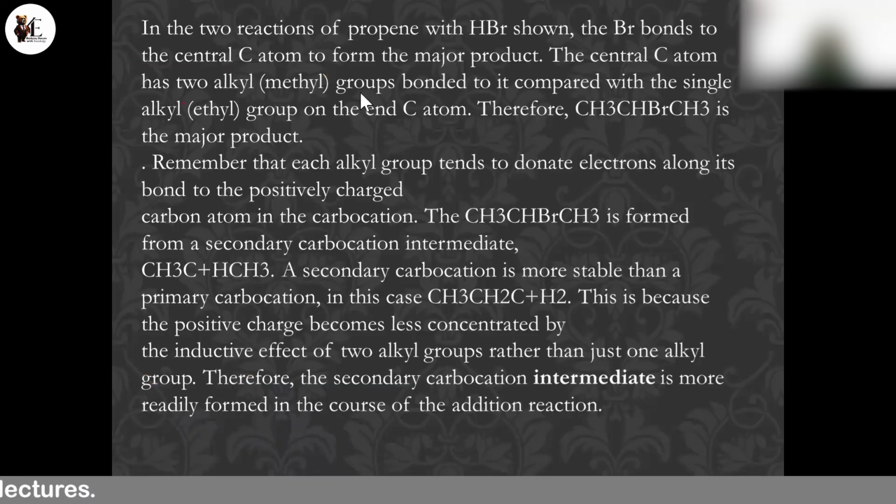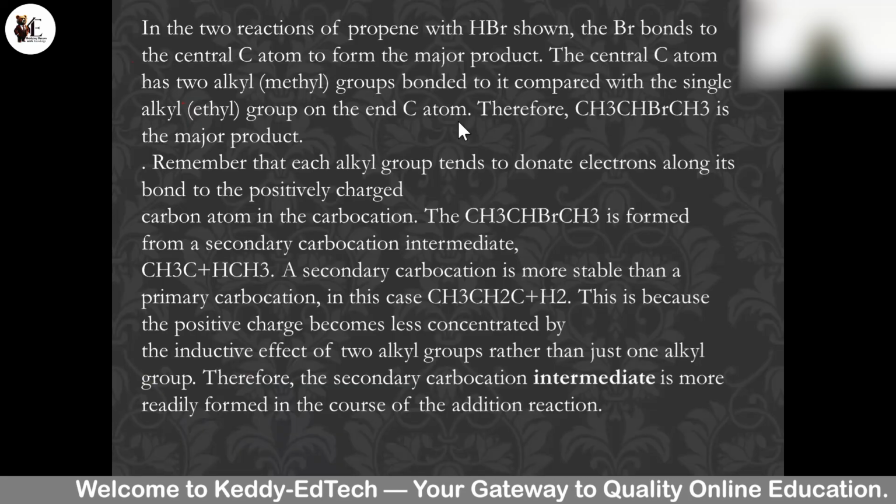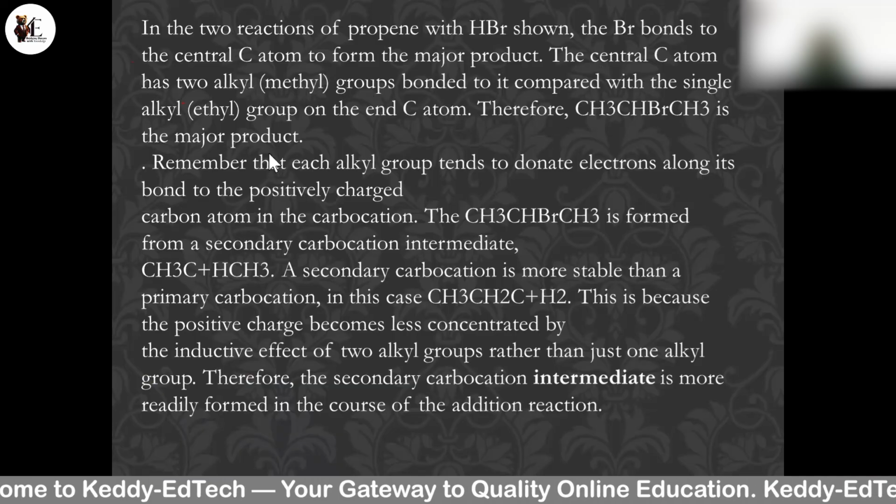Now, in the two reactions of propene with HBr shown, the bromine bonds to the central carbon atom to form the major product. Just understand each and every line: the central carbon atom has 2 alkyl groups bonded to it compared with the single ethyl group on the end carbon atom. Therefore, this is the major product.